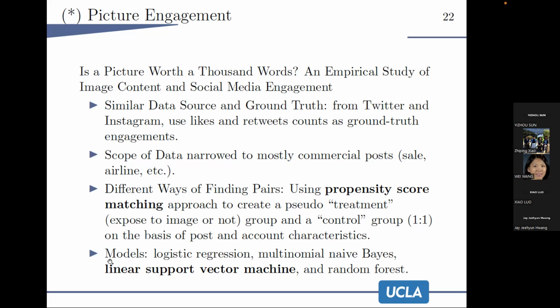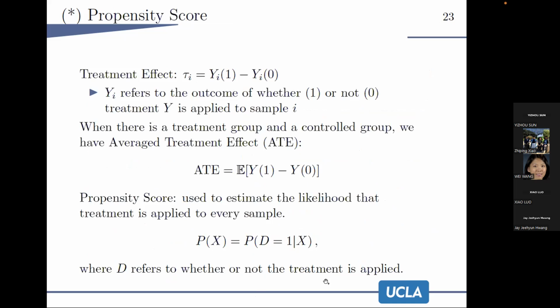And also later on, they again use some very simple models like logistic regression, multinomial naive Bayes, linear support vector machine, and random forest. And by the way, they claim that the linear support vector machine has the best result among the models they tried. So far, this is what I understand about the propensity score.